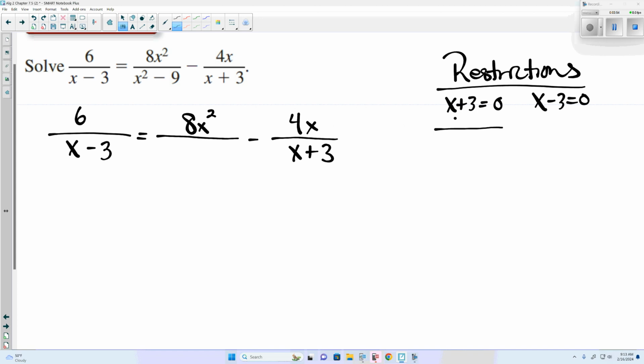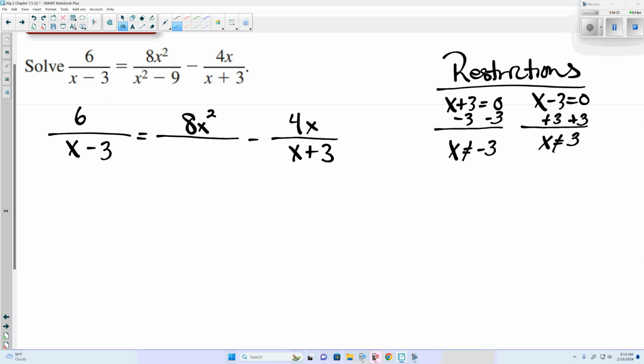So for x plus 3, we'd subtract 3 from both sides, telling us that if x is equal to -3, we have a division by 0, so it doesn't work. For x minus 3, we would add 3, telling us that if x is equal to +3, we'd have a division by 0. It doesn't work.